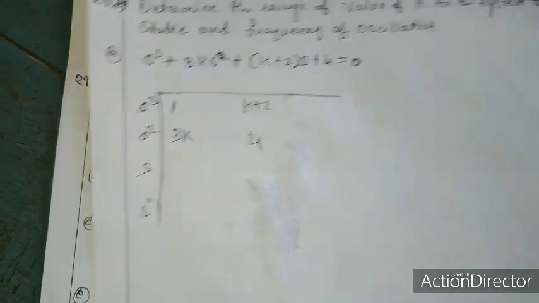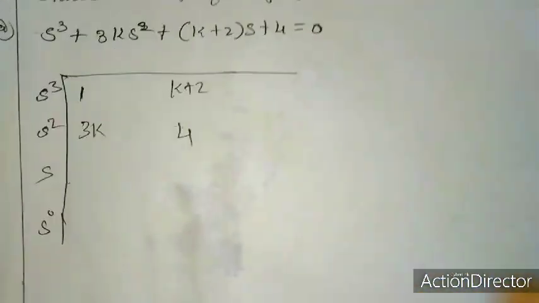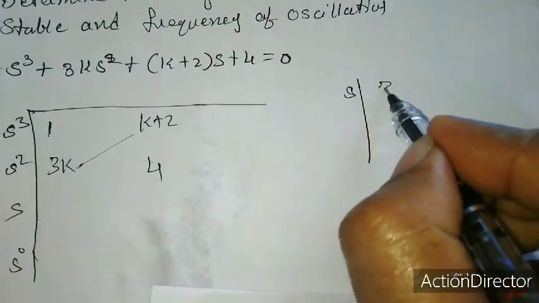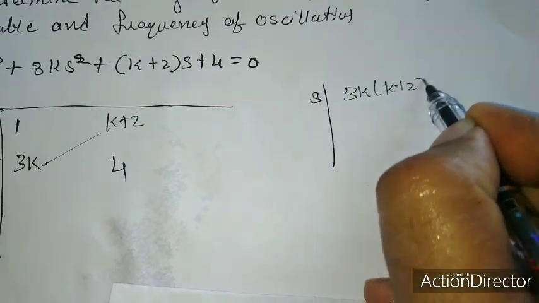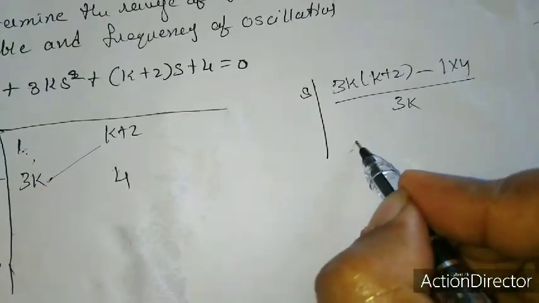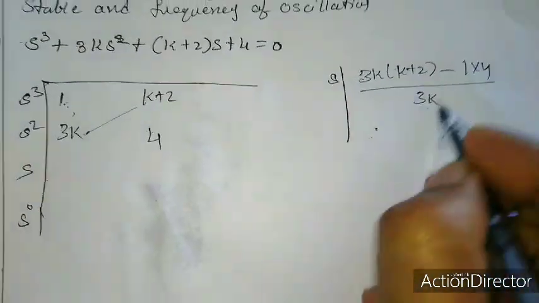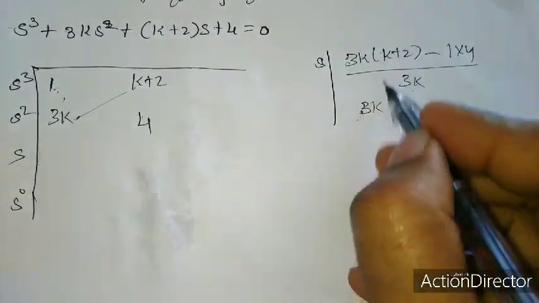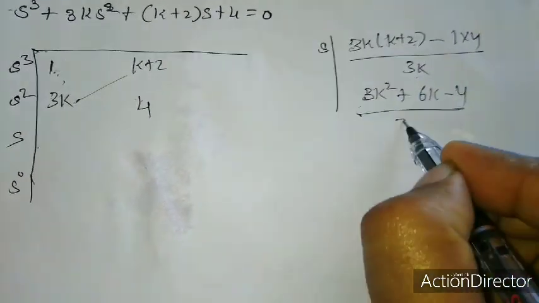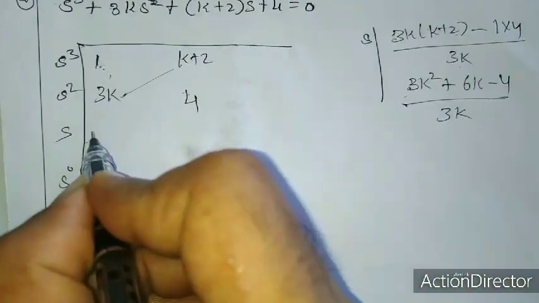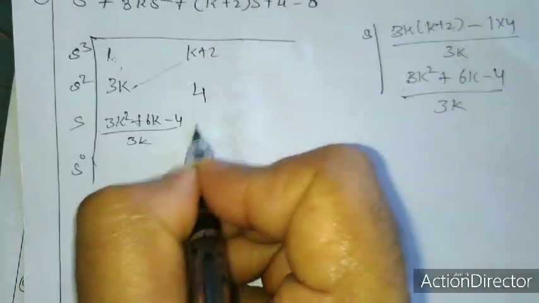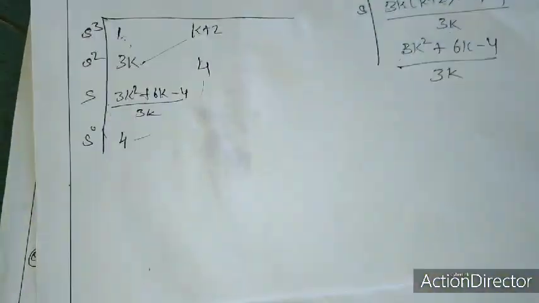Now let us find out the s term. You can find the s term as 3k into k plus 2 minus 1 into 4, divided by 3k. So I'll get 3k square plus 6k minus 4 divided by 3k. So the term here is (3k square plus 6k minus 4) divided by 3k. For the last one there is no term, so I'll take this directly as 4.